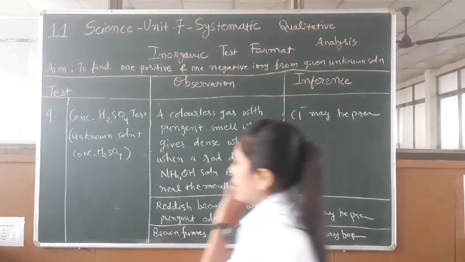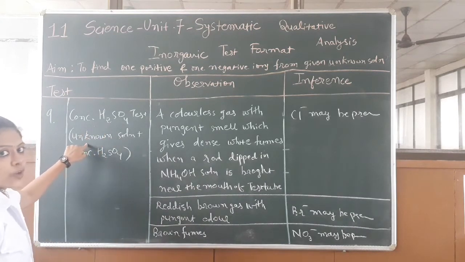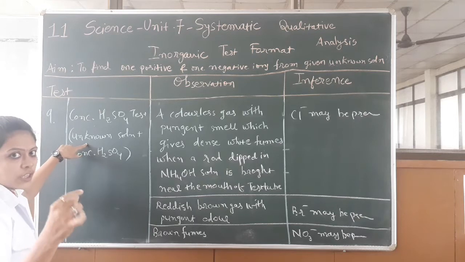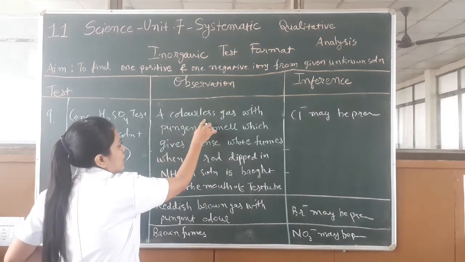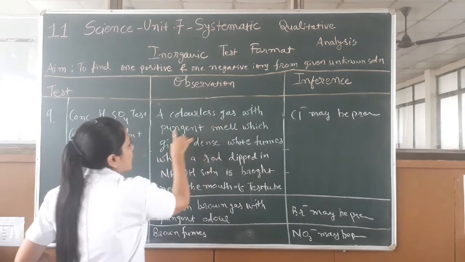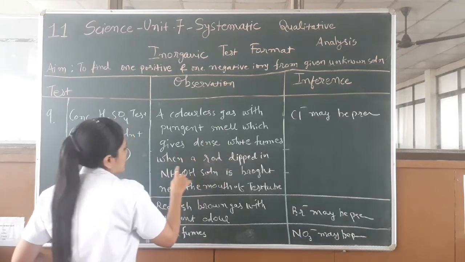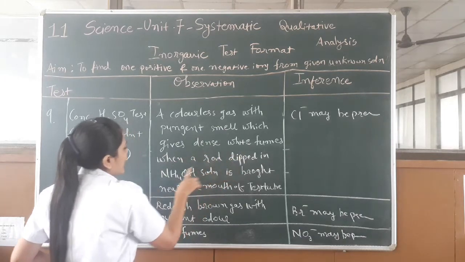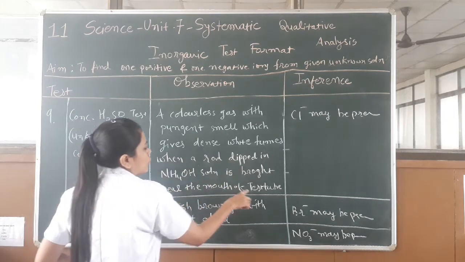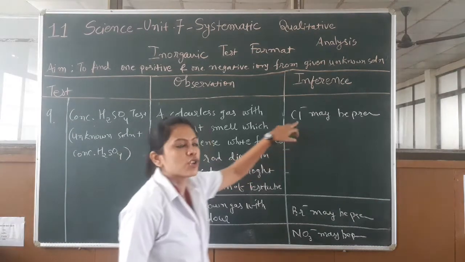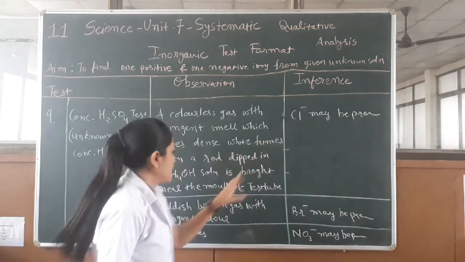Let's move to the 9 number test. The 9 number test is the concentrated H2SO4 test. You have to add a little quantity of your unknown solution, then add concentrated H2SO4. Then check for a colorless gas with pungent odor, which gives dense white fumes when a glass rod dipped in NH4OH solution is brought near the mouth of the test tube. Then Cl- is most important: a colorless gas with pungent odor, Cl- may be present.